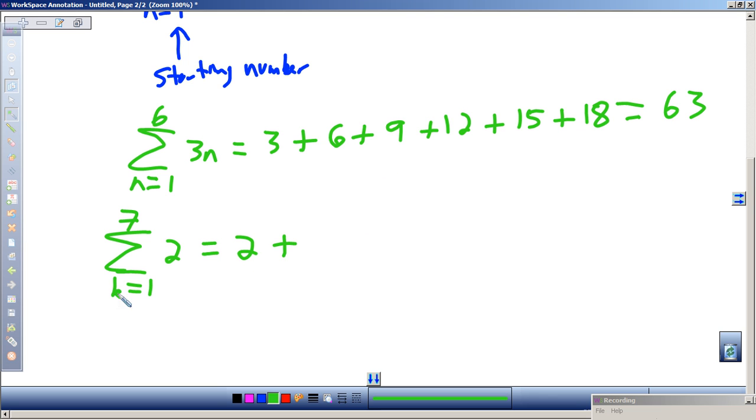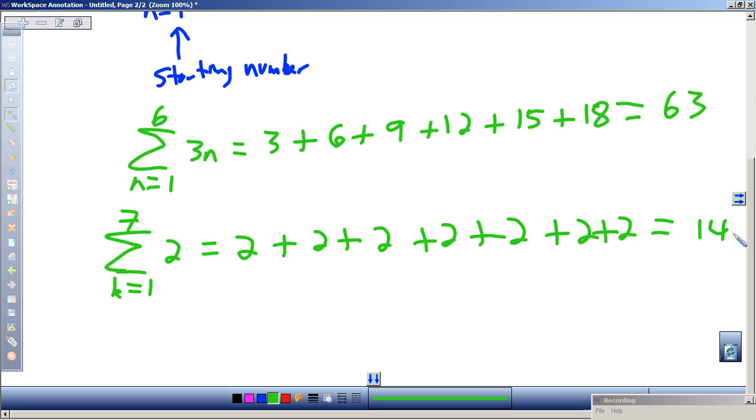What happens if I plug in 2? 2. What happens if I plug in 3? 2 plus 2 plus 2, 1, 2, 3, 4, 5, 6, 7. That's 14. Because there's no variable in my function, I'm just adding the same number every time.